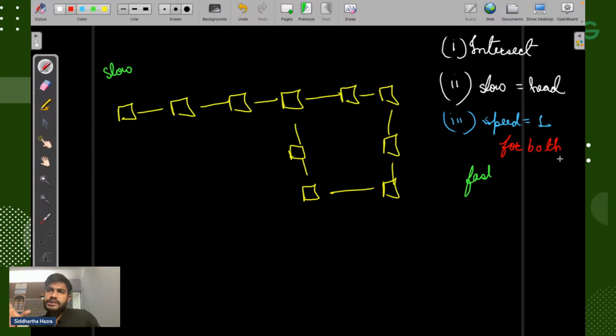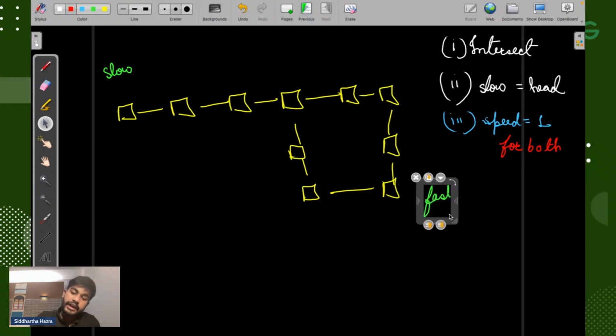First was the intersection step, and that is intuitive. Then we need to see that you just reset the slow pointer, and the fast pointer remains at its same position. Then they both have the same speed. Okay, so now let us see this. This is very interesting to be honest, and it is non-intuitive.